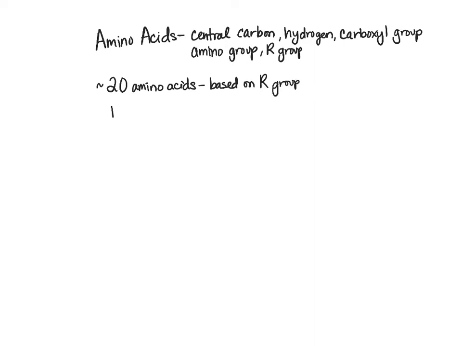So the R group, and the reason they're based on the R group is, of course, because all of the amino acids have these other things that we mentioned. So they have the central carbon, they have a hydrogen attached to it, they have the carboxyl group and the amino group, which are all the same across all the amino acids. So then the only thing that's going to be different is this R group.